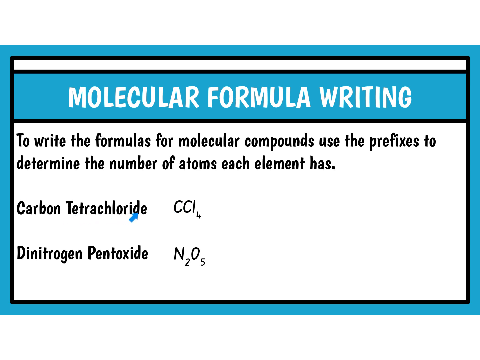We look at tetrachloride, so it says chloride, so I know it's going to be the element chlorine, and I need 4 of those. Boom. Then here I've got dinitrogen. So this time I do have a prefix and it's di. So I know that I'm going to need 2 nitrogens, so N2. And then pentoxide, so I know it's oxygen and I'm going to need 5 of them.